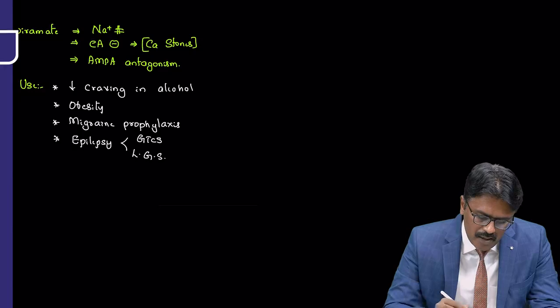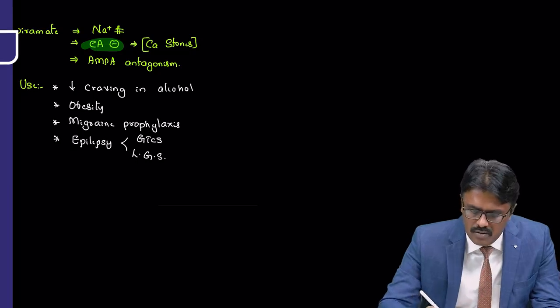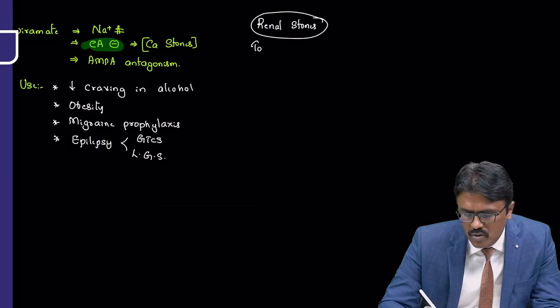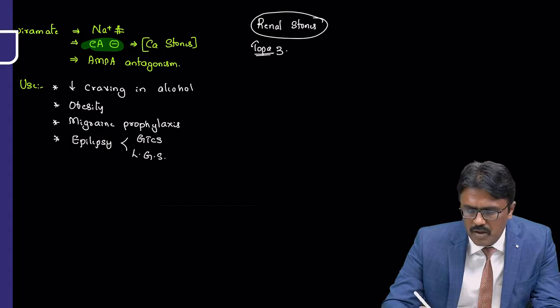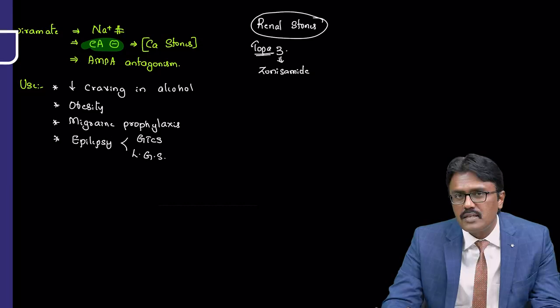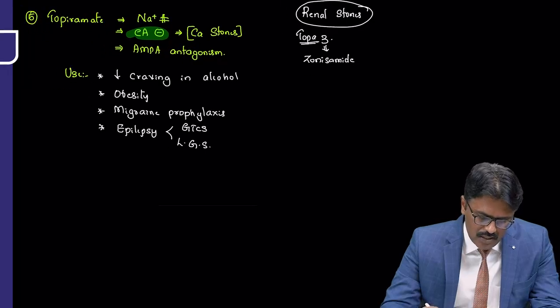So that is about the drug topiramate. Now, what are the anti-epileptic drugs which can cause the calcium stones or renal stones? What anti-epileptic drugs can cause renal stones? You can remember a mnemonic, topaz. Topaz is a stone. So topa means topiramate. Z stands for another drug, zonisamide. That means zonisamide also has carbonic anhydrase inhibitor property. So that is topiramate, very, very important drugs. So you have to remember these drugs mainly.